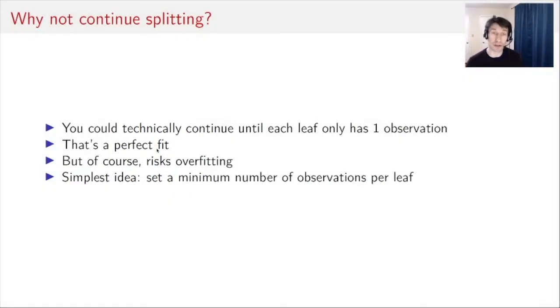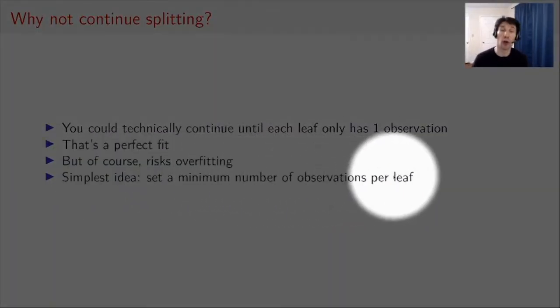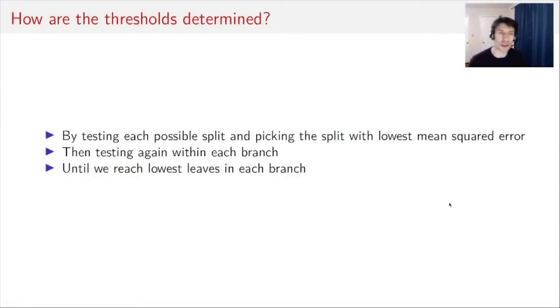Of course, you're starting to get familiar with the problem here. That would be overfitting, right? Because then every single x value would be predicted exactly by the value of y of that data set, exactly the way it is, which is very likely not to translate into any other sample, even if that sample was drawn from a similar or the same population. So how do we avoid overfitting in regression trees? Well, the simplest idea, the first idea you may have, is to say that we can set a minimum number of observations per leaf.